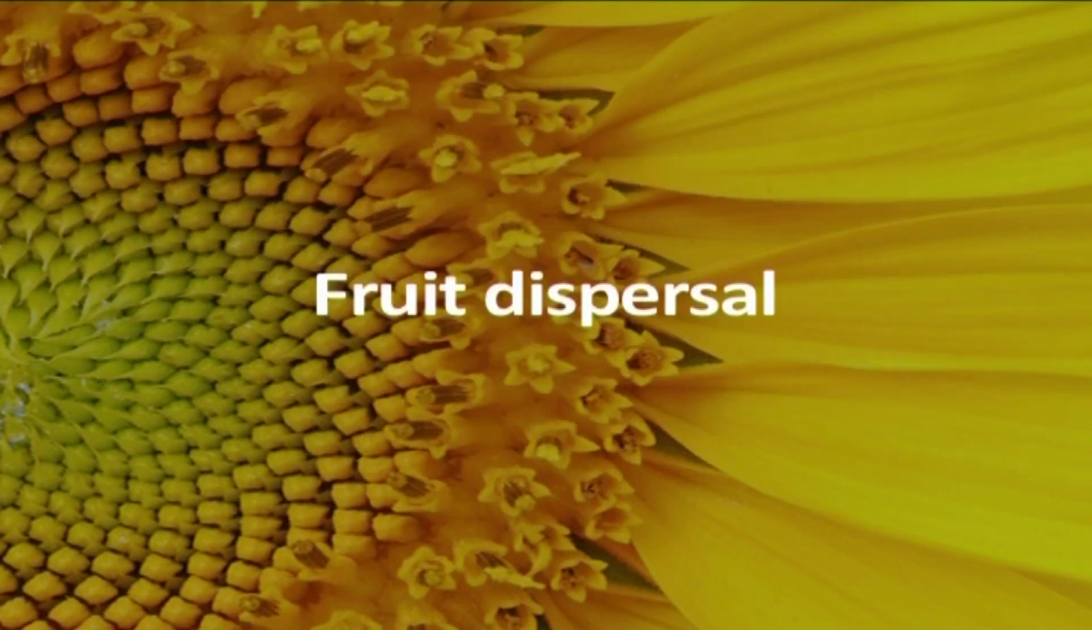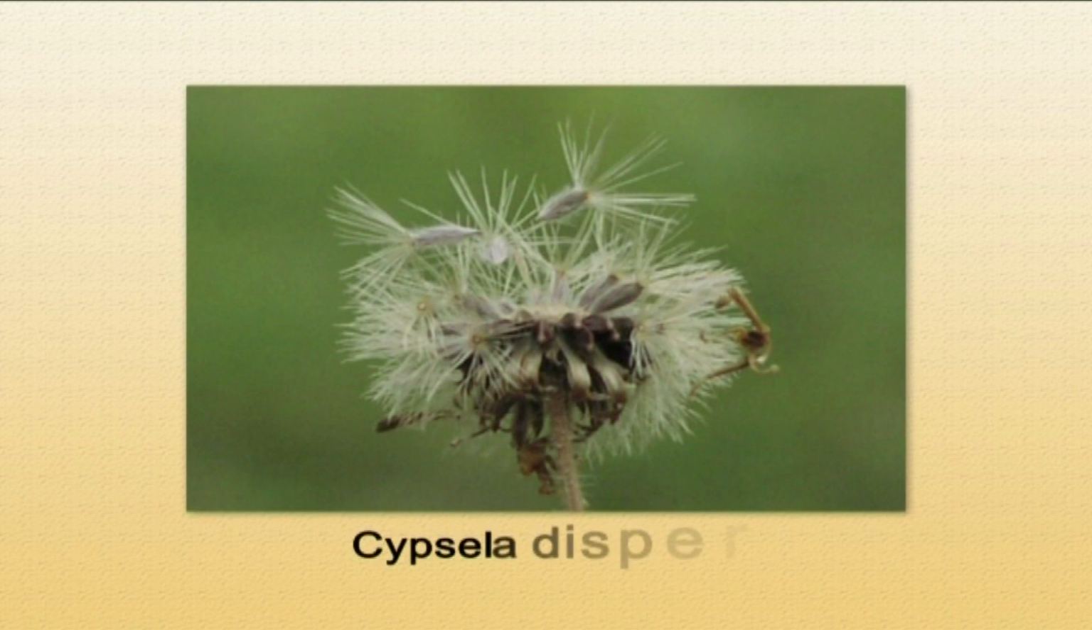Now, fruit dispersal. The achenes, that is the Cypsela, fruit of the Asteraceae of most members, are dispersed by wind because you have the pappus which functions here as a parachute. The flattened and often winged fruits assist in wind dispersal.